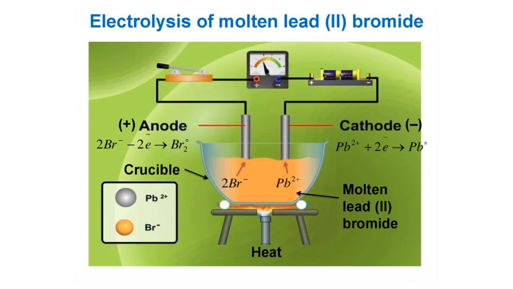So the reactions, as I mentioned above, you can see here. At the anode, what's happening? At the cathode, what's happening? At the anode, bromide loses electrons. Loss of electrons is oxidation at the anode. So oxidation happens and you will get Br2. Similarly, at the cathode, you will see reduction. So lead ions gain electrons and form lead.